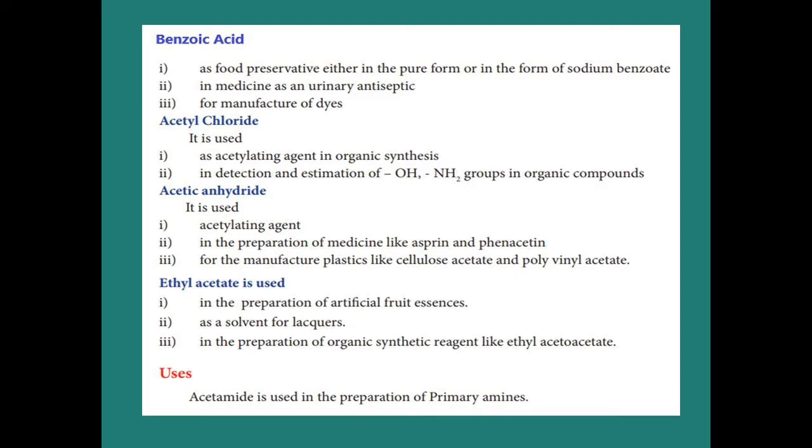Ethyl acetate is one of the esters, and esters always have a fruity smell, so they are used in artificial fruit essences. Next one, they are used as a solvent for lacquers. Lacquers means substances like varnish. Next one, they are used in the preparation of synthetic reagents like ethyl acetoacetate. Please refer to the Claisen condensation product. Next one, acetamide is used in the preparation of primary amine.